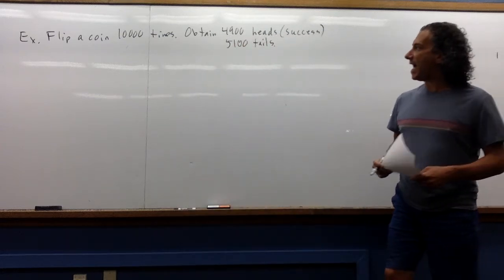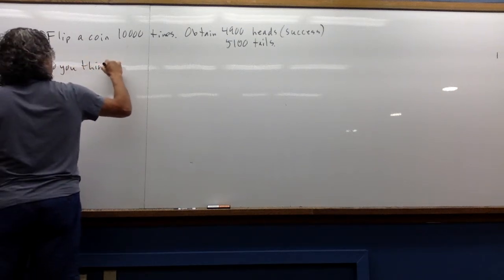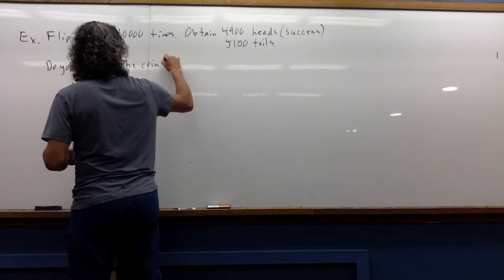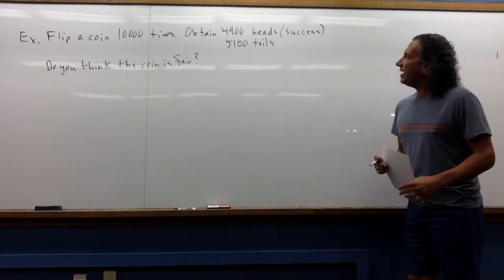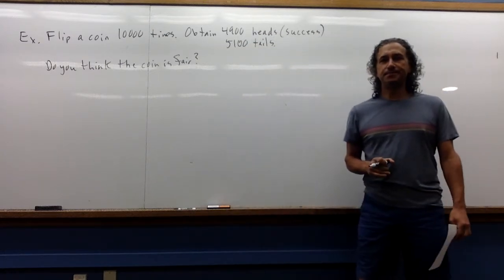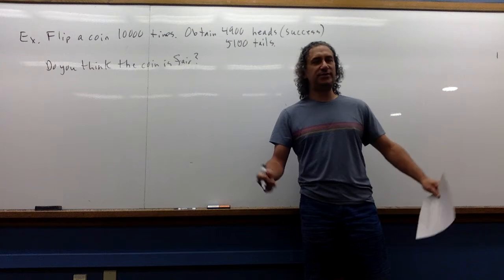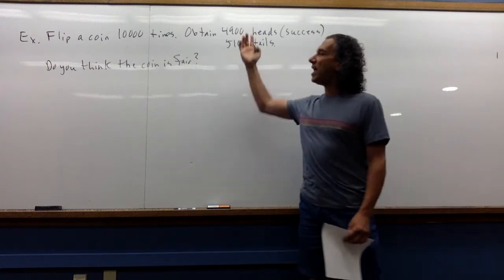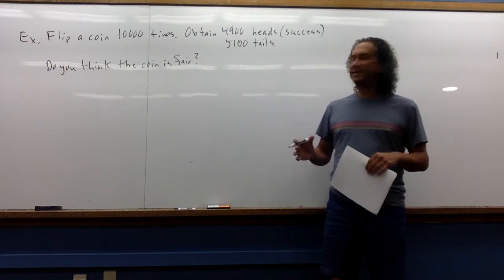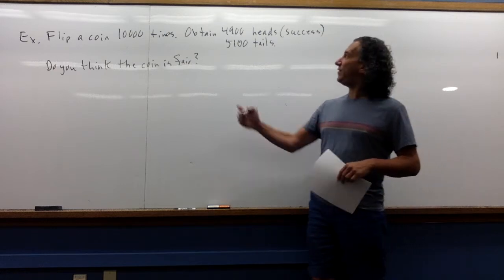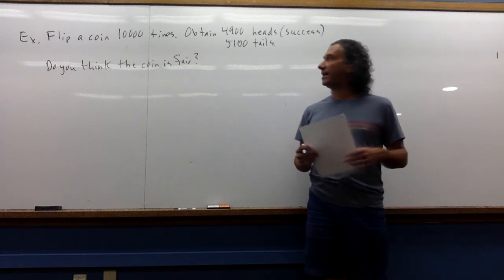So the question that I'd like to ask is, do you think the coin is fair? So first off, if I got 5,000 heads and 5,000 tails, hopefully nobody would have a problem and say, oh yeah, of course it's fair, right? It's 50-50 chance and I got 50-50. As I stray from 5,000 on either side, I'm less inclined to think that the coin is fair. As an example, if I got 0 heads and 10,000 tails, I would most definitely not think that it is fair.